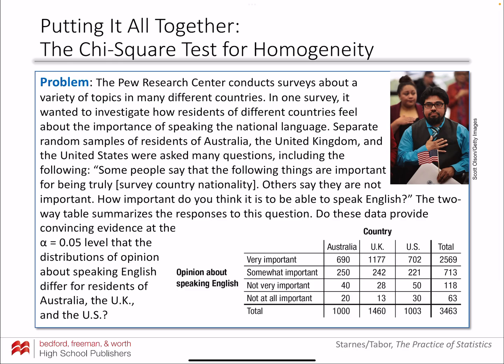So here's the observed counts, right? So a total of 3,463 people were surveyed. And you can see the results. So do these data provide convincing evidence at the alpha equals 0.05 level that the distributions of opinion about speaking English differ for residents of those three countries?